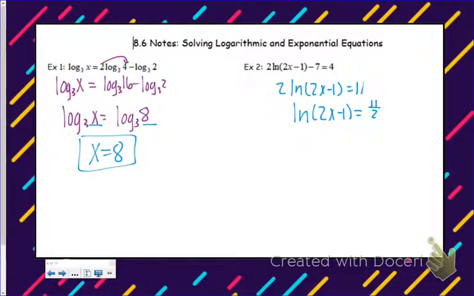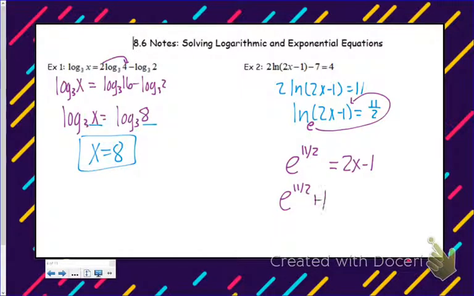Okay, so if you have one log, typically to solve it, get the log by itself, then rewrite it in exponential form. On this one, we didn't write it in exponential form because, again, I had a log equal to a log. But since there's only one log here, I want to write this in exponential form. The base of ln is e, so this is going to be e to the 11 over 2 for a power. It's going to equal x minus 1. Then to solve for x, I would add 1. I would divide by 2. So I get that x is equal to e to the 11 halves power plus 1, all divided by 2.